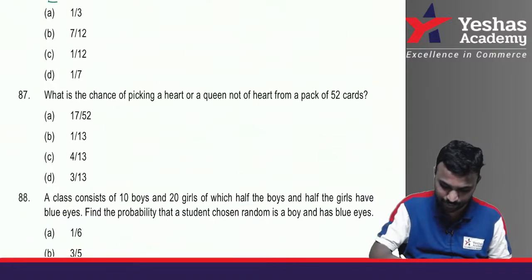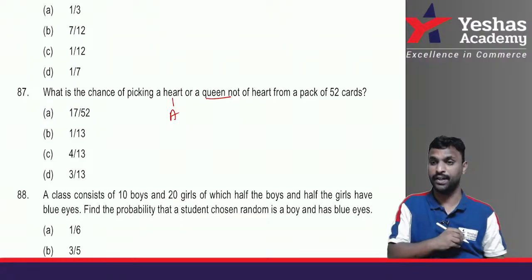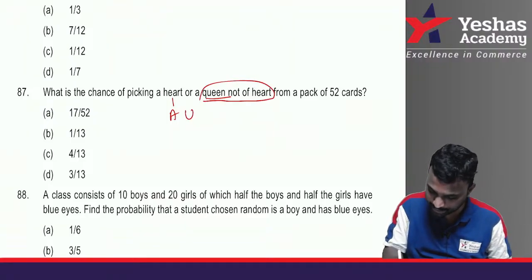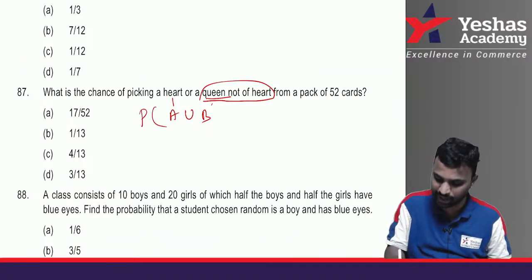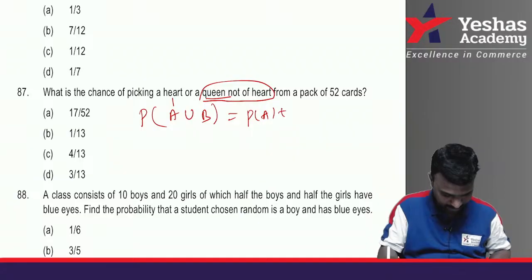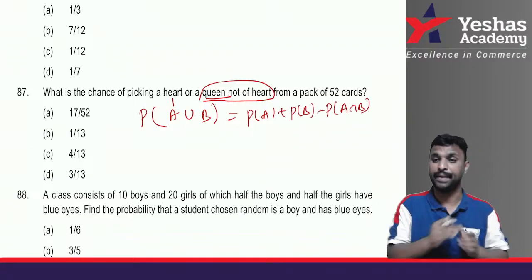Moving on to the next question, 87th. What is the chance of picking a heart or a queen? Heart is the first event, A. Or means union. Queen not of heart, this is B. So we need to find P of A union B as per the question, which is P of A plus P of B minus P of A intersection B.